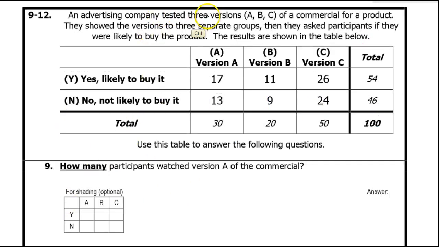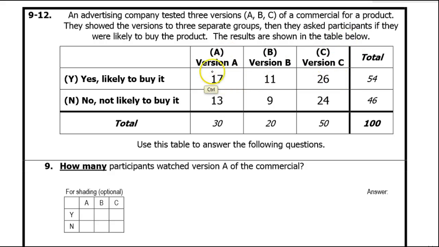An advertising company tested 3 versions, A, B, and C, of a commercial for a product. They showed the versions to 3 separate groups. Then they asked participants if they were likely to buy the product.